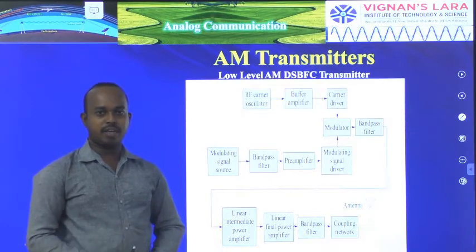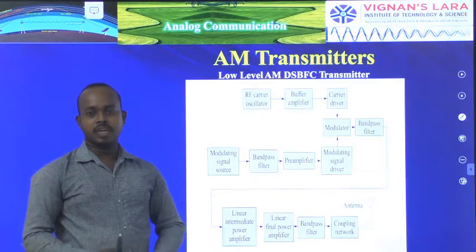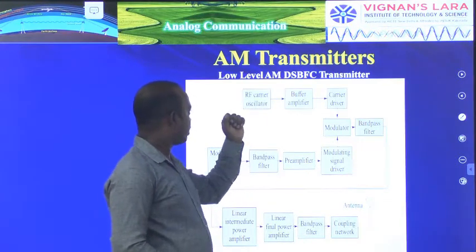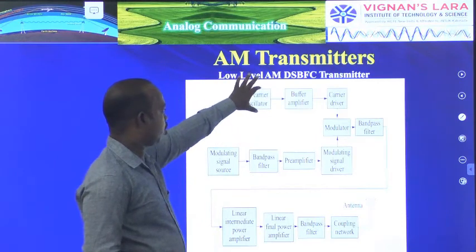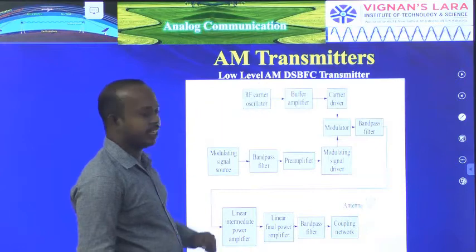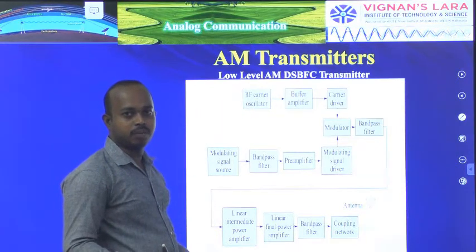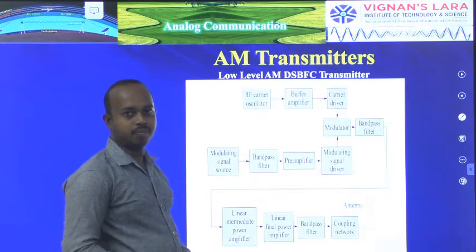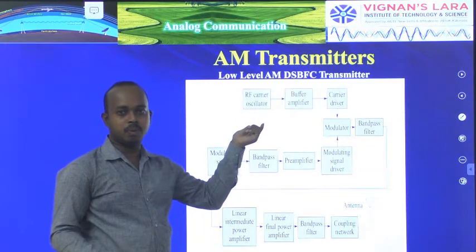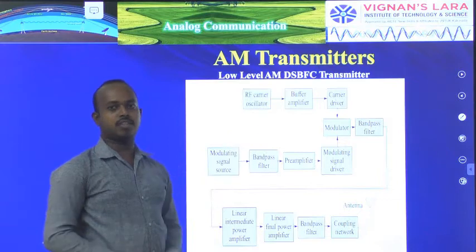The second way is the carrier. For the carrier, we consider the RF carrier oscillator. The RF carrier oscillator generates the radio frequency carrier signal. We already know that an oscillator, without any AC input, produces an AC signal.